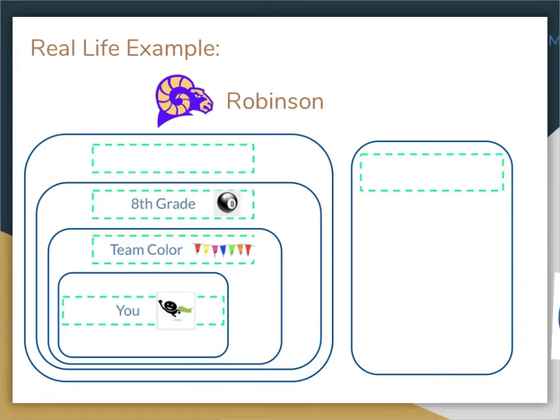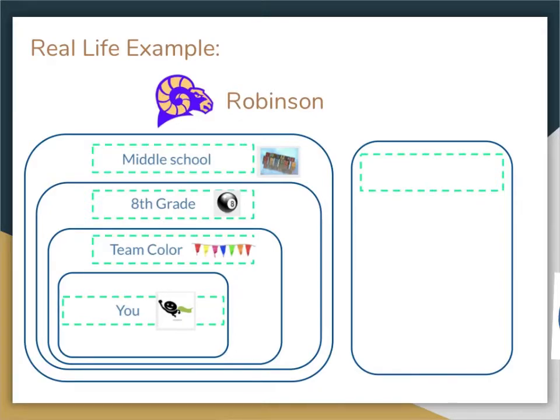Now, granted, you are an 8th grader. You are at Robinson. You are on the red team, but you are just you. So again, inside the you category is just you by yourself. And the team color will be yourself and all of the red team members. And in the 8th grade will be all of the teams, including yourself. But the 7th graders are not in the 8th grade. So then we have the middle school. So again, every 8th grader is in the middle school.